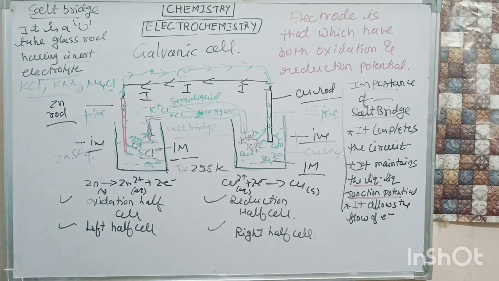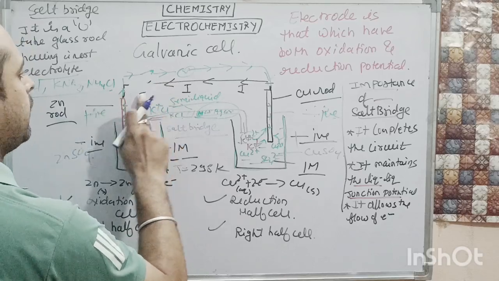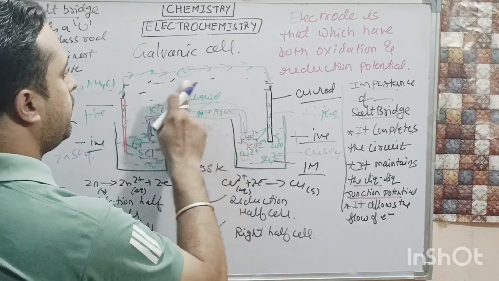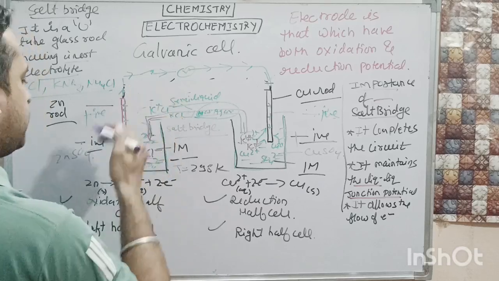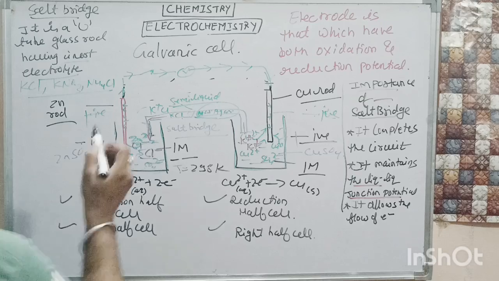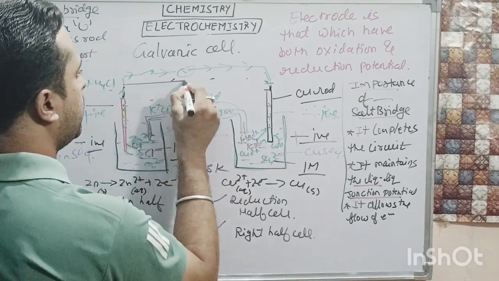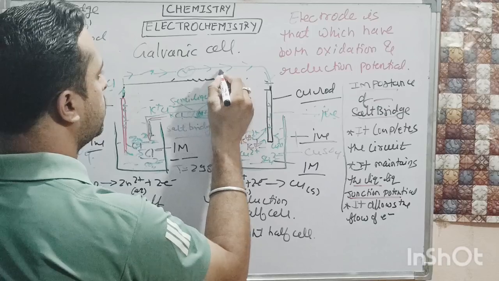Now sir, suppose we are applying potential to it. What did we do in this? We applied a potential here. This is the flow of electrons. I have applied a rheostat here. I have taken a rheostat and connected it.